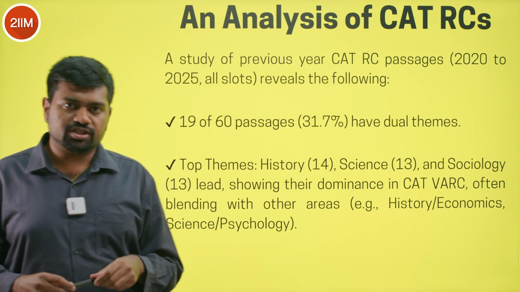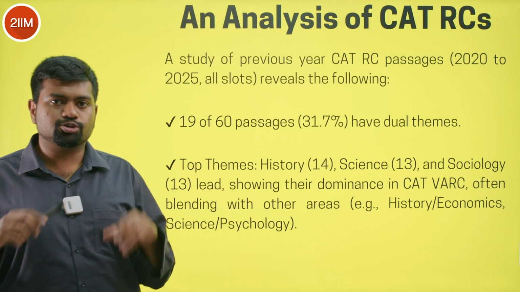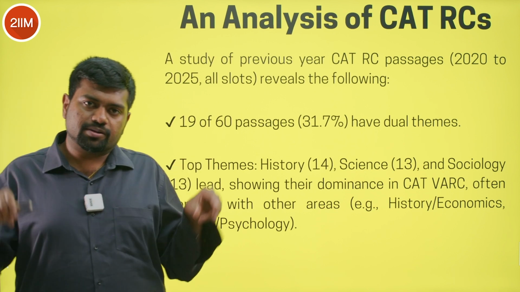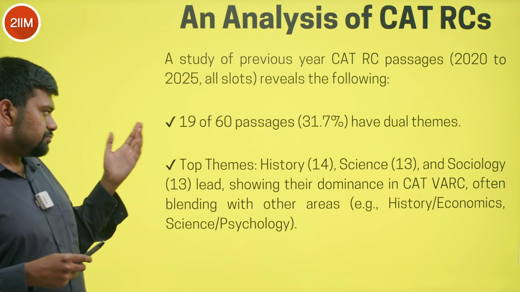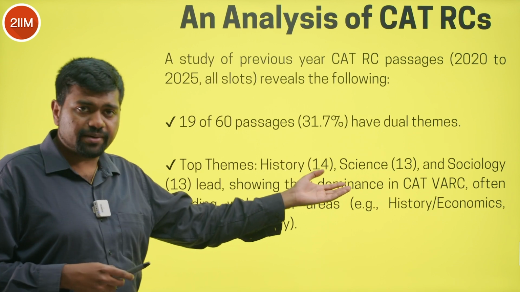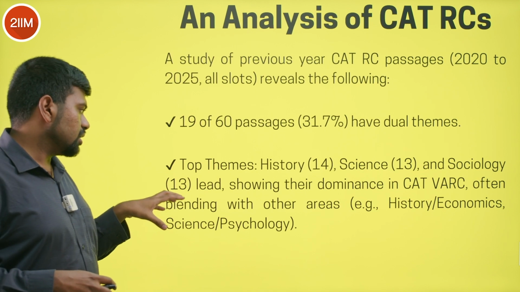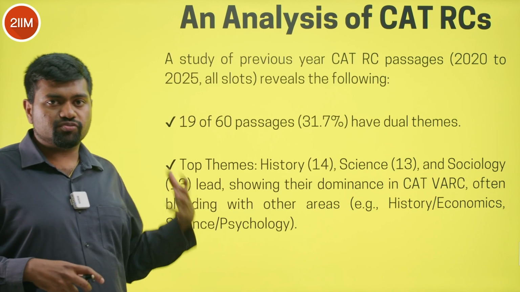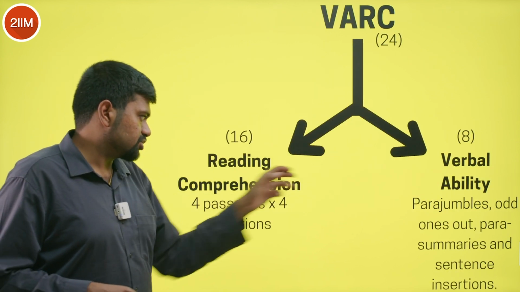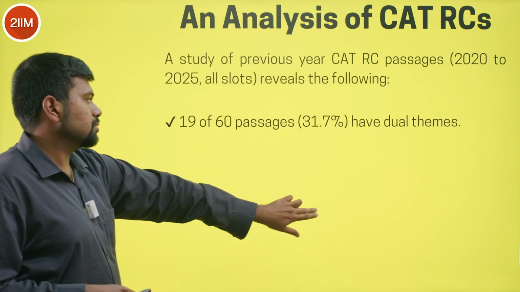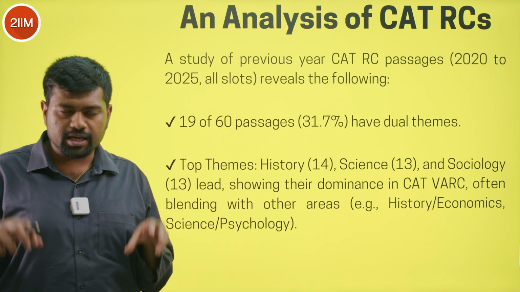The other thing that we noticed is that there's a predominance of history, science, and sociology in the CAT RCs. So if you look at the data here, history was a theme that was repeated 14 times, science was a theme that was repeated 13 times, and sociology was a theme again 13 times. So these three themes enjoy the lion's share.